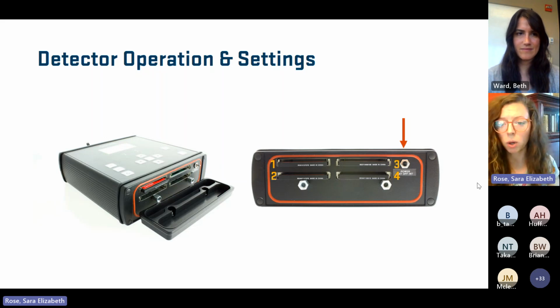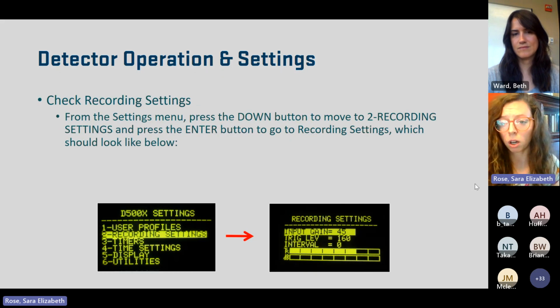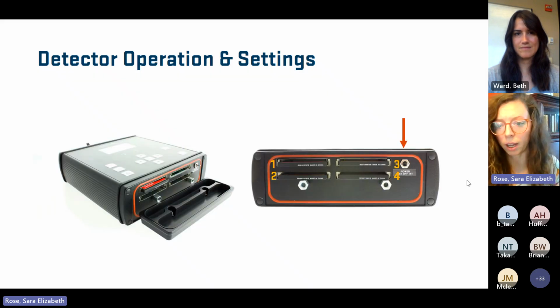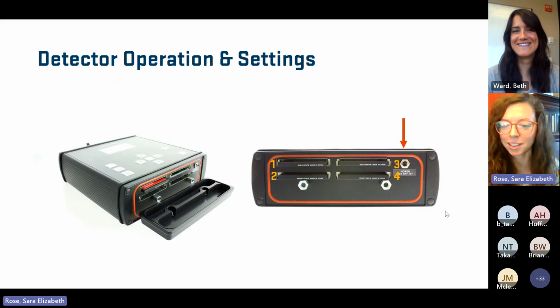For single night deployments, you want to have at least 32 gigs in the detector. The cards generally come in 16 or 32 gig increments. So we don't usually use more than 2 cards per detector.